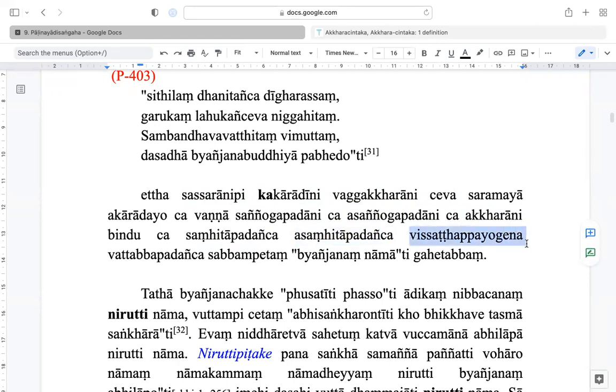So why do I divide it in this way? That is based on the use of Jiwa and Ja. Jiwa and Ja are the same as either or, as well as, also. The first one, Sasarani Kakaradi Wagakarani Jiwa, is a complete phrase, and Jiwa is just related to Ja. In the second one, Saramaya Agaradayo Wena is a complete phrase, but Jiwa is at the end of a phrase, while Ja is before the last word in the phrase, you see?